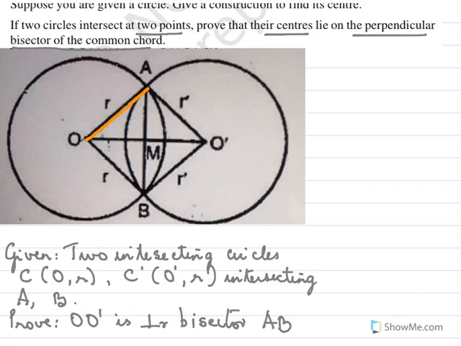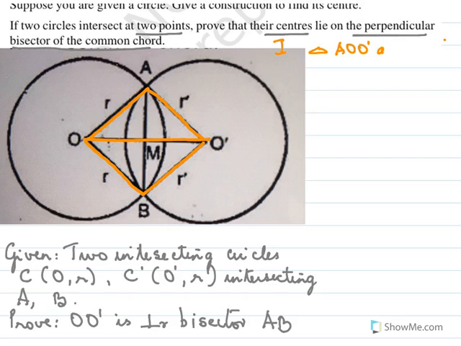In the first part, we are going to take these two triangles AOO dash and BOO dash and prove that they are congruent. So we take part one. We'll take triangle AOO dash and triangle BOO dash and prove that they are congruent. To prove they are congruent, we know OA is equal to OB, because they are the radius.